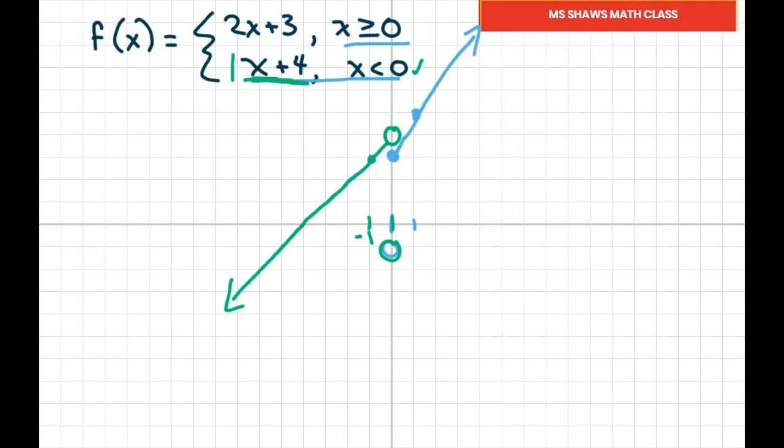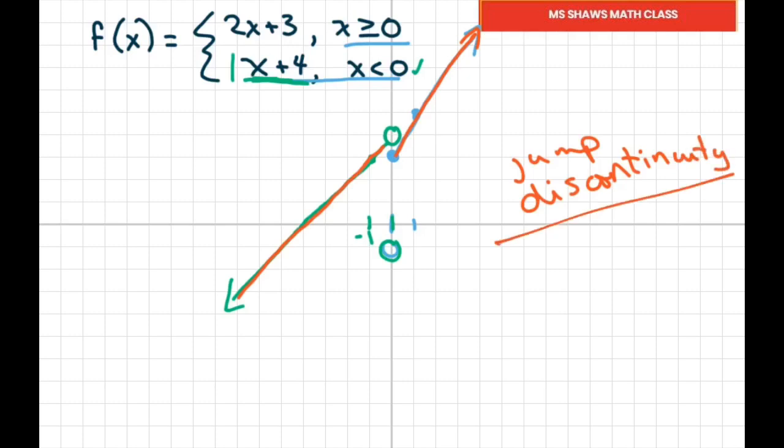Now what you notice is that this is why it wasn't continuous. Here's your left-hand side of 0. Here's your right-hand side of 0. And there's a jump. So this is called a jump discontinuity. That's why the function was not continuous. That's why it wasn't continuous, and condition 2 failed.